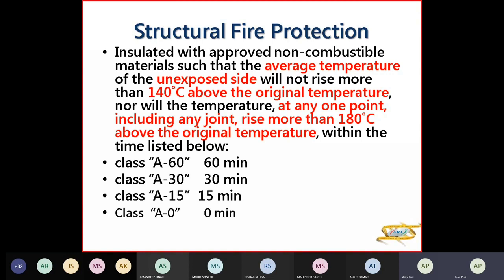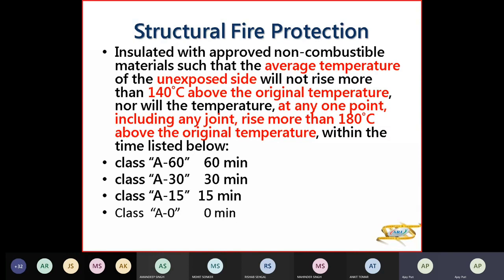Above temperature rise will be contained for 15 minutes by an A15 bulkhead. And A0 means 0 minutes. That means after the initial start, the unexposed side temperature is going to rise. It cannot control that temperature rise.